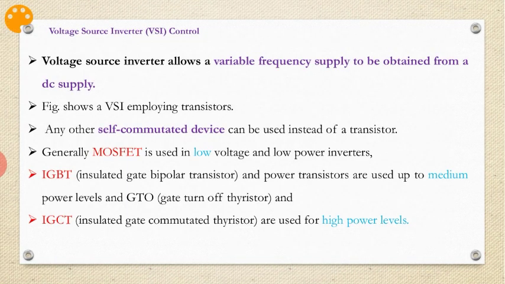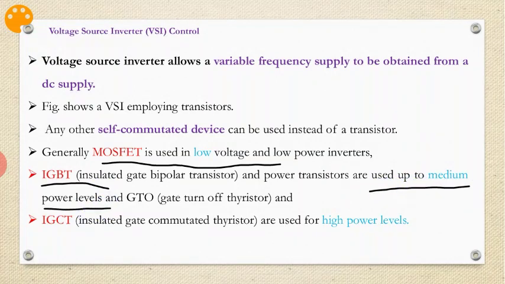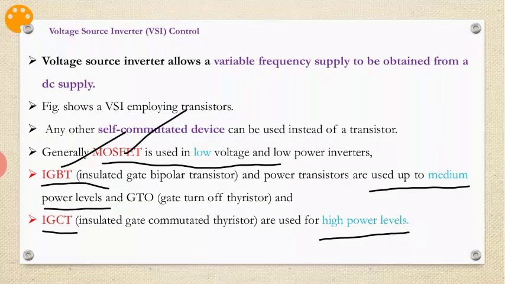MOSFET is used for low voltage applications, whereas the IGBT, insulated gate bipolar transistor, is used up to the medium power level. The GTO and IGCT are used for high power level. So here is the information about the switching devices: MOSFET, IGBT, then GTO, IGCT, depending upon the level of power we are using.